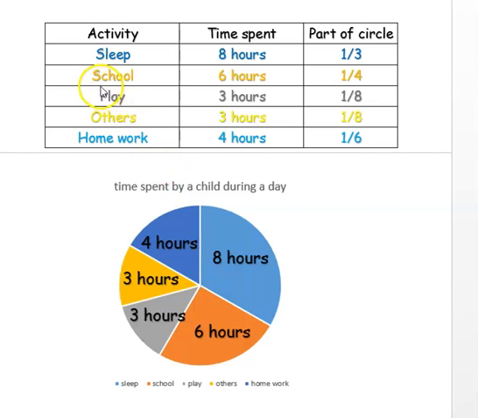Next we are allotting it for school. The time spent in school is 6 hours. So 1/4 part of the circle represents school. So this is for 6 hours. This represents the 1/4 part of the circle.